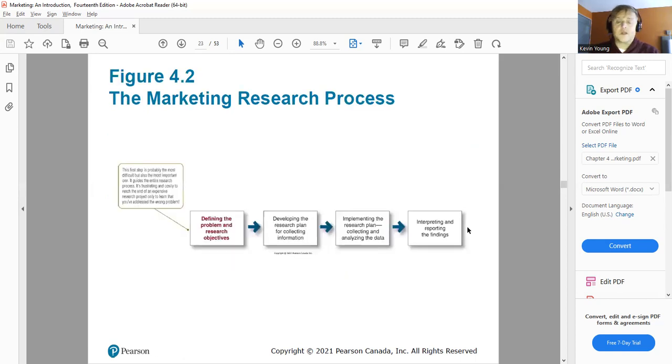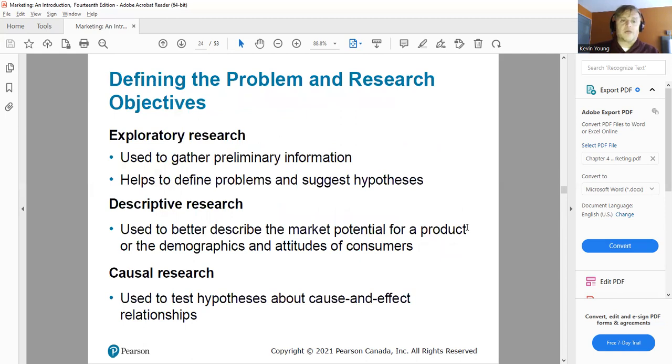What's involved in the marketing research process? Well, you can see, first of all, we define the problem, and then we research the objectives, which leads us to developing a research plan for collecting information, implementing the research plan, and then finally interpreting and reporting on the findings. So we have some definitions here. We have exploratory research, we have descriptive research, we have causal, not casual, but causal research. I'll let you read those definitions.